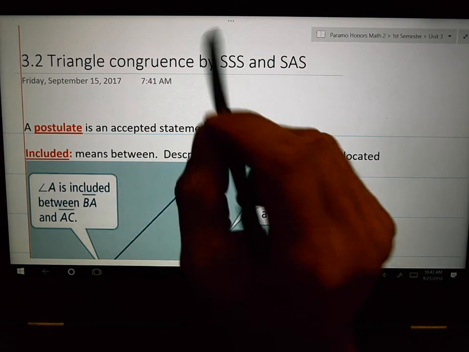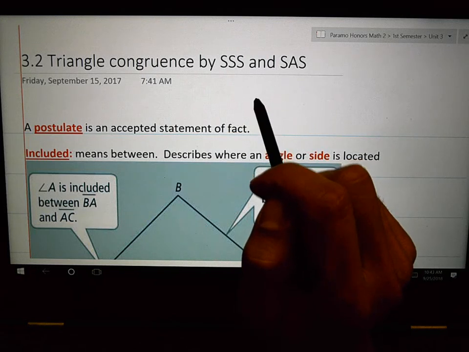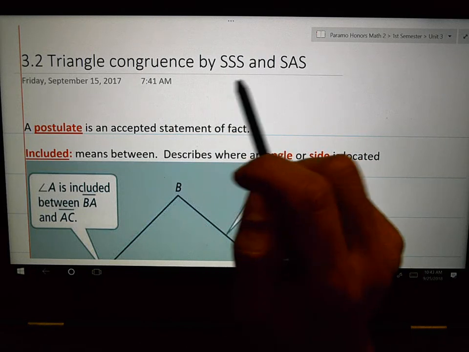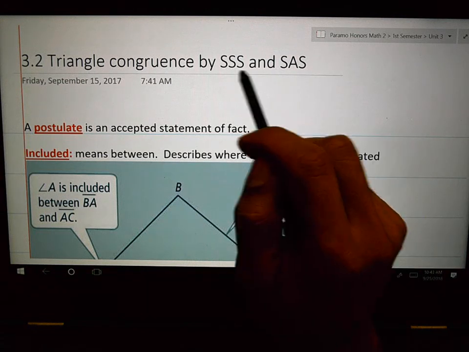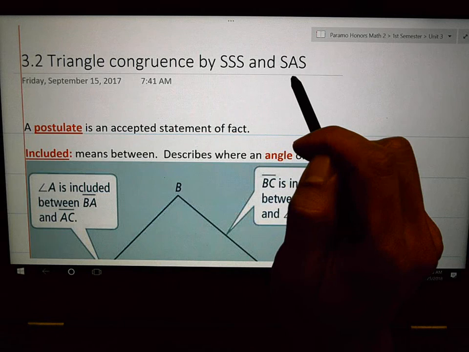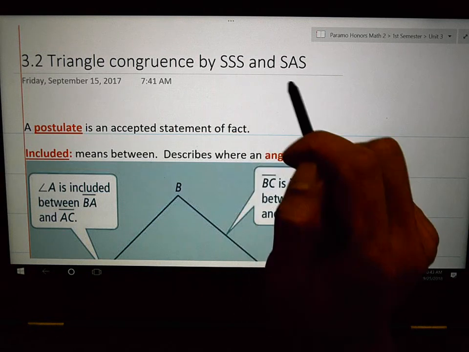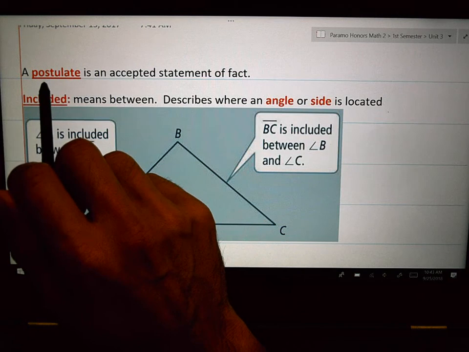In 3.2, we're going to introduce two shortcuts in order to prove that two triangles are congruent. The two shortcuts have some abbreviations, SSS and SAS. That's what we're going to talk about. That's the main idea. But before we get into those two shortcuts, the first thing that we need to talk about is the word postulate.